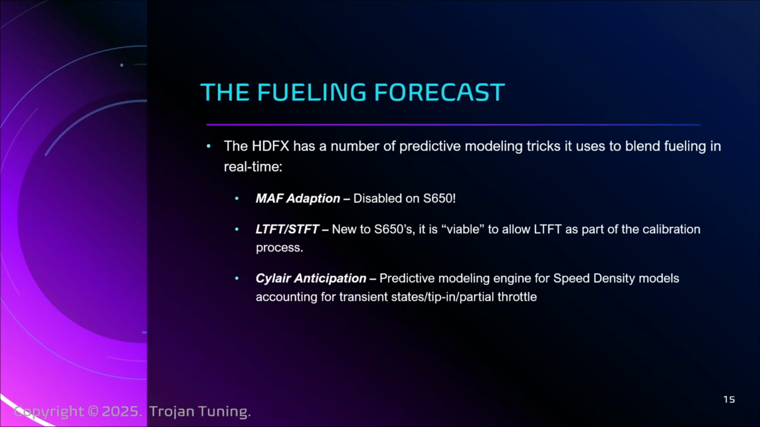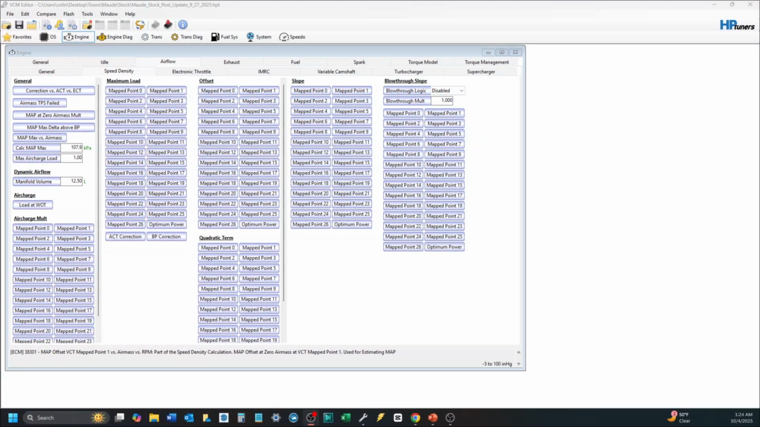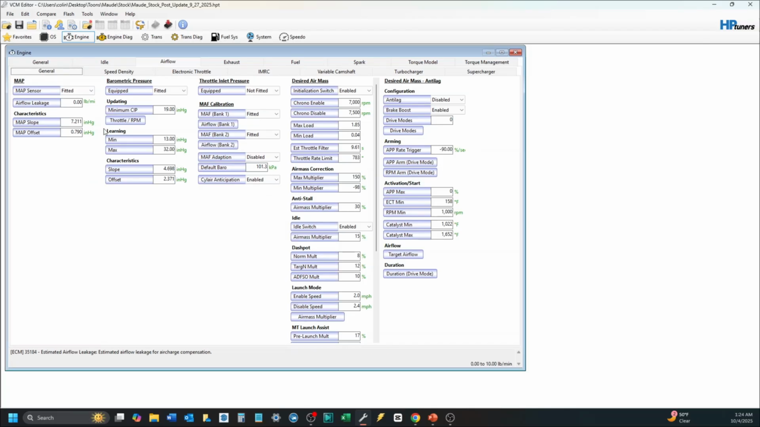Okay, so another key thing here, and Chevy has this too, is a predictive modeler for volumetric efficiency that is mapping and accounting for, from state to state, the airflow within cylinders, right? And that is Cylair anticipation. If I come over here, if you go to airflow, and if you go to general here, here are the MAF curves that we're going to calibrate. Down here, Cylair anticipation, and HP Tuners even gives you a cool little sense of what this is. When enabled, the Cylair filter enables a complex prediction algorithm to calculate cylinder air mass. Essentially, it's a speed density computer, right?